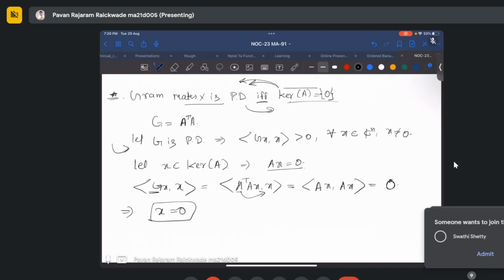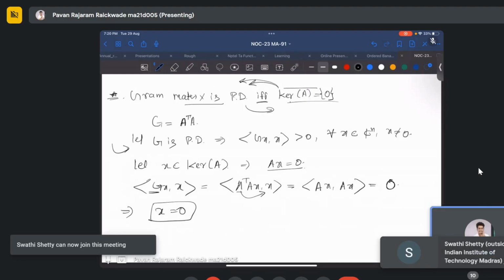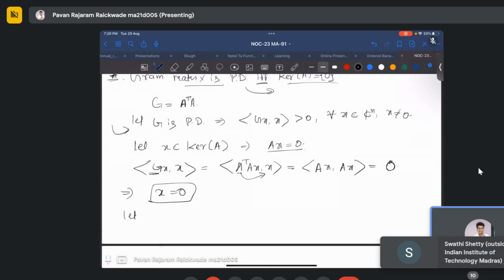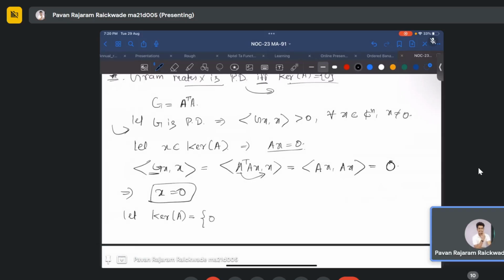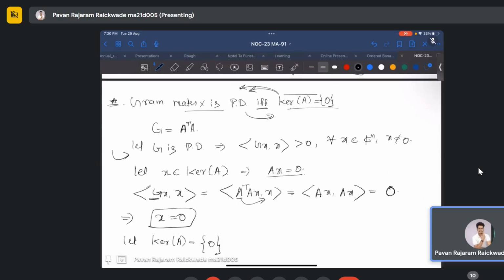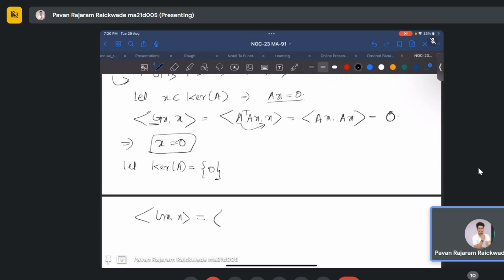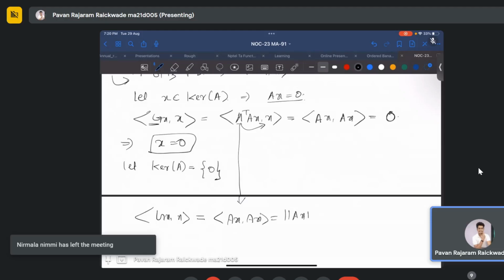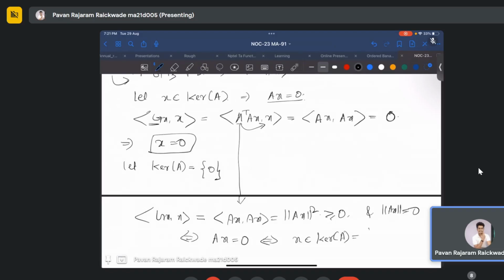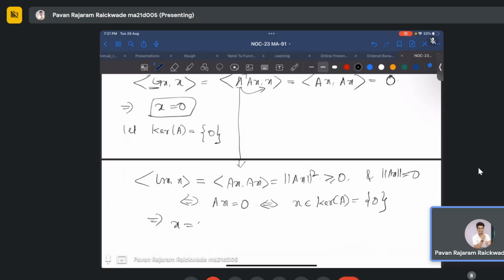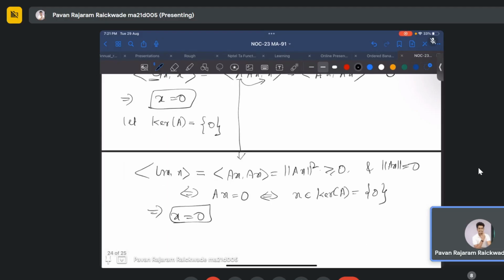Yes, sir. So one side is done. Now let the kernel of A be 0. We have to show that G is positive definite. This is the exact same argument. What is Gx with x? The same logic: this is the inner product of Ax with Ax, which is simply the norm of Ax squared. By definition of norms, this is always greater than or equal to 0, and it equals 0 if and only if Ax is 0. This happens if and only if x belongs to the kernel of A, which is the singleton 0, which implies x is 0. Which part did you not understand in all this?